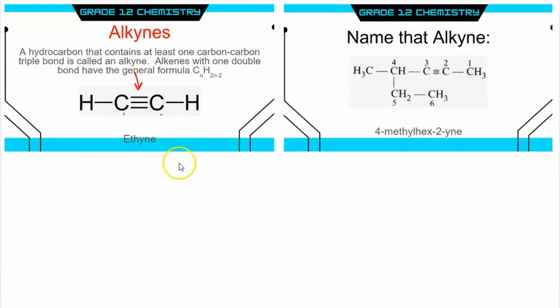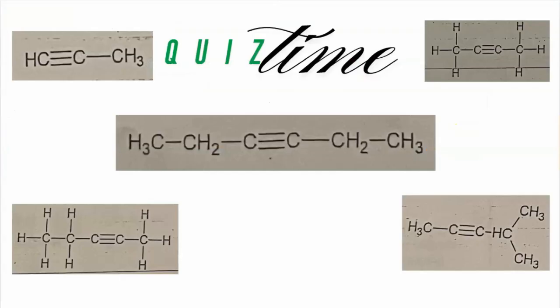Same rules as with our double bonds. So let's jump into an example here. Here we have a longest chain of 6 carbon atoms with a triple bond right here on the second one. And then we have a methyl group attached to the 4th carbon. So we have 4-methyl, our 6-carbon chain, so hex, where the triple bond is at 2. So 2-yne. 4-methylhex-2-yne. All right, lots of examples for you in this quiz time. So pause the video here, try each one, and come back when you're ready.